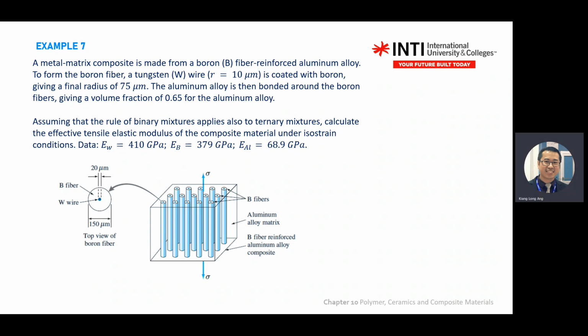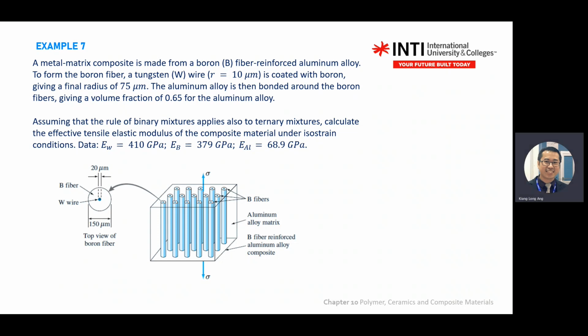So it gives you under isostrain. Isostrain is the one that we learned. You have isostrain and isostress. Isostrain is the one from last lecture. So data: E of W, you have something, E of B, you have something, E of aluminum, you have something. The question asks you to find the effective tensile elastic modulus for the composite.